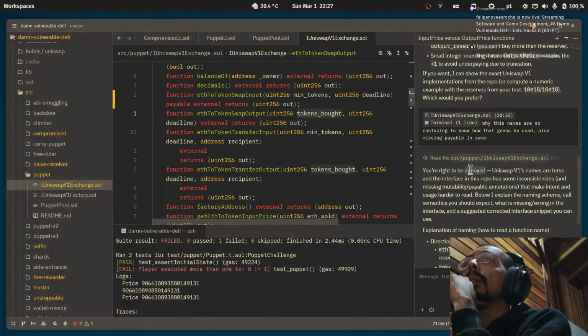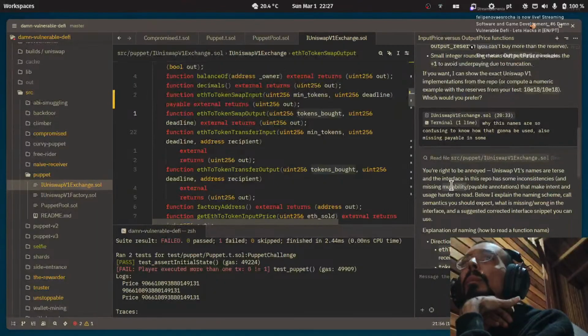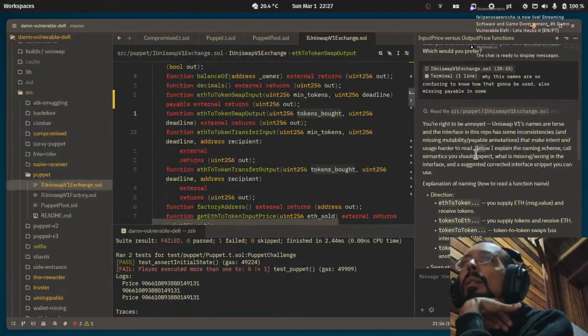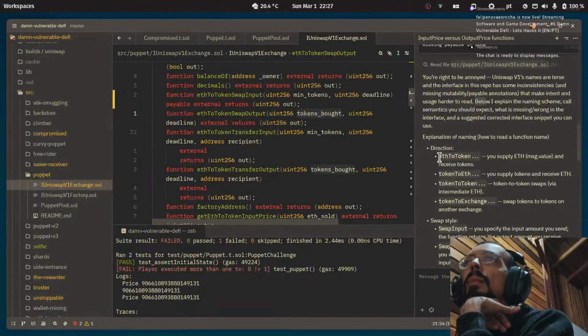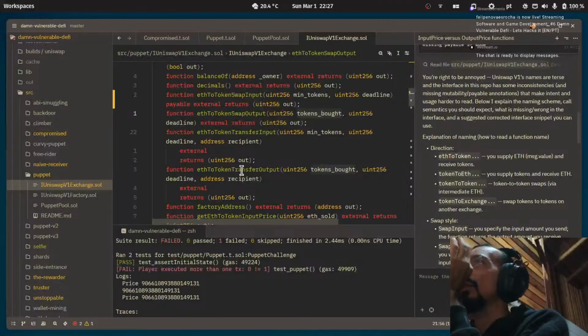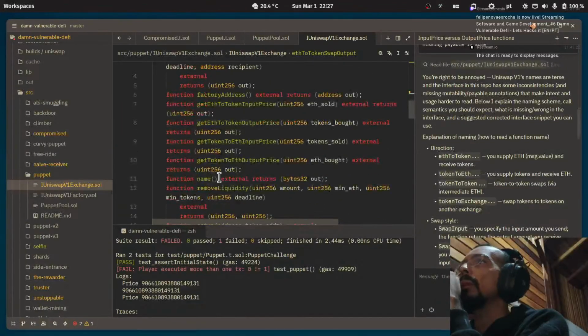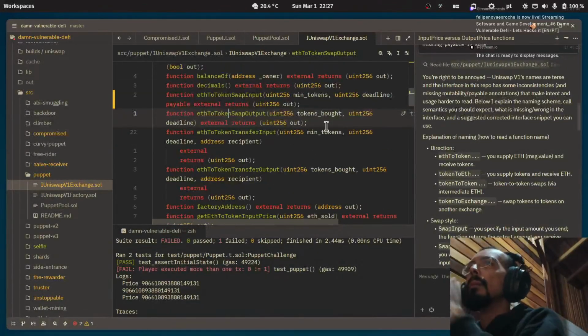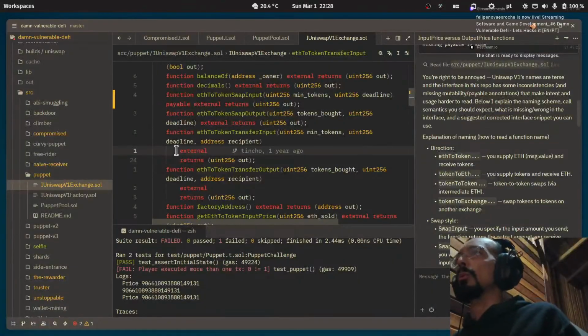You are right to be annoyed. Names are terrible, and the interface in the repo has some inconsistencies and missing mutability payable notation, making the methods harder to read. Below, I explain the naming schemas. Okay, so naming is Ethereum to token. You supply Ethereum, message value, and receive tokens. Okay, so far so good. That's why I was looking for this one. So that should be payable too.